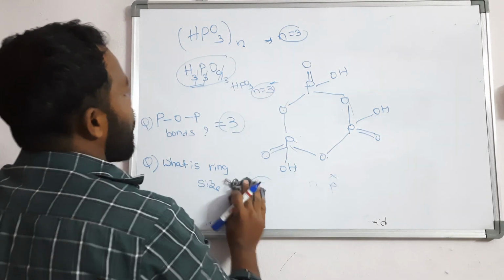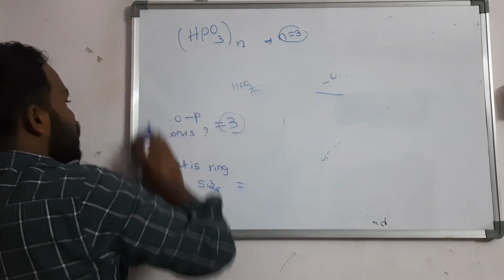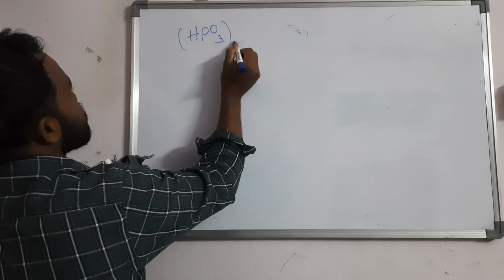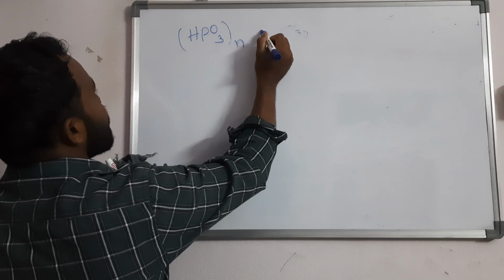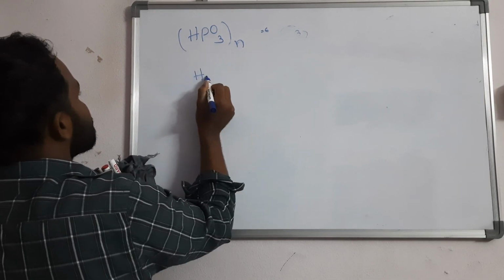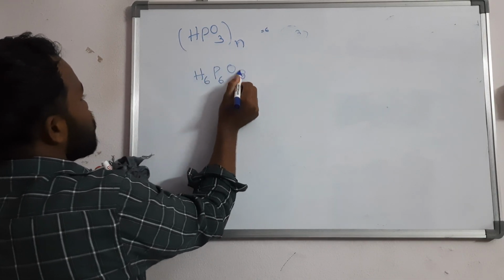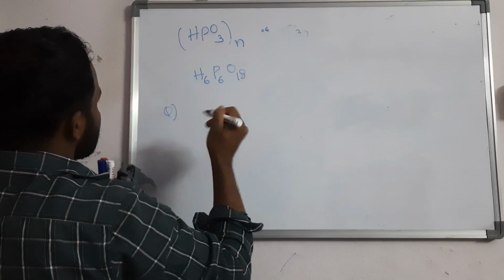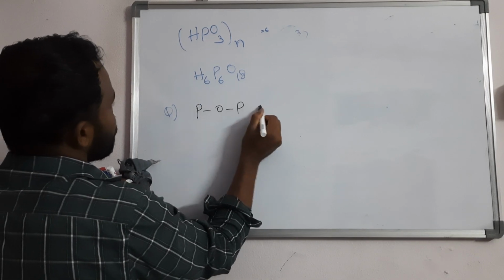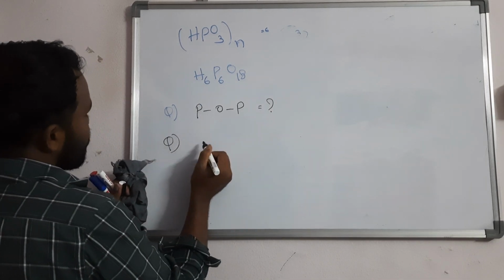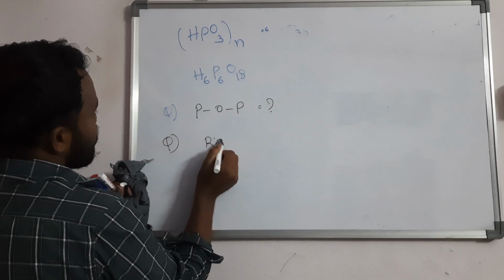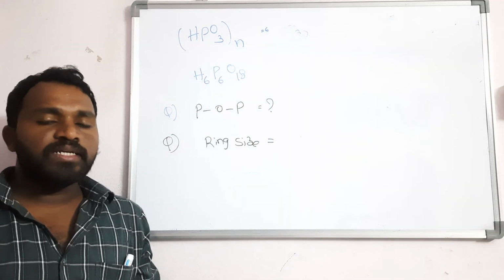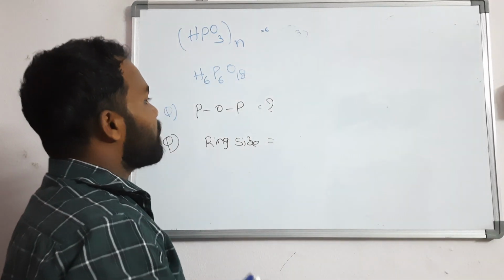But if I ask another question, how will you write it? If I ask directly, I take n equal to 6, what will you get? H6P6O18. For this, what are the POP bonds? And what is the ring size? My question is this, right? Again, you will draw all the structure? That doesn't work in a competitive exam, right?